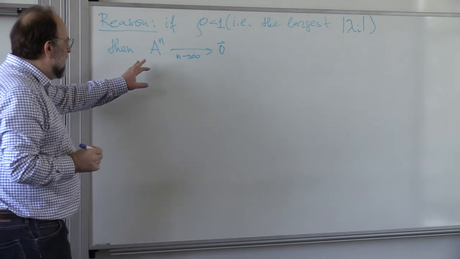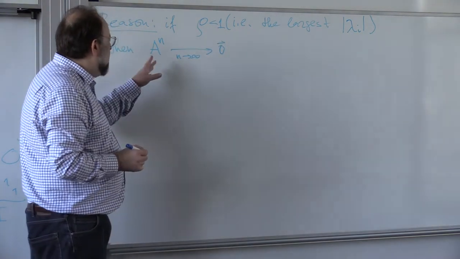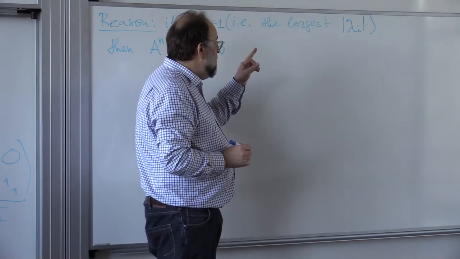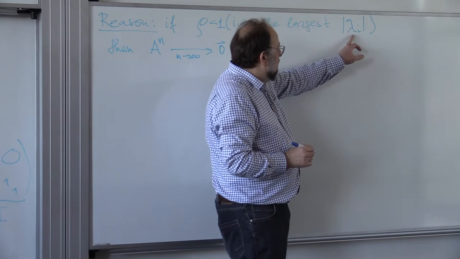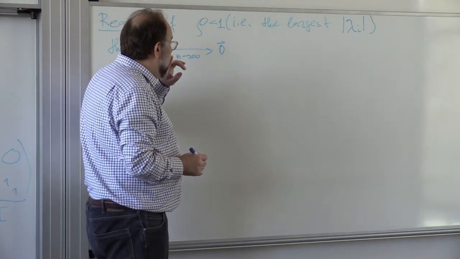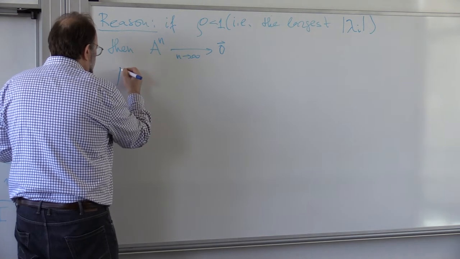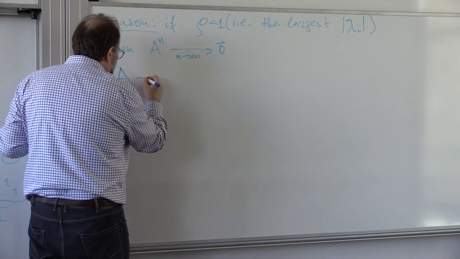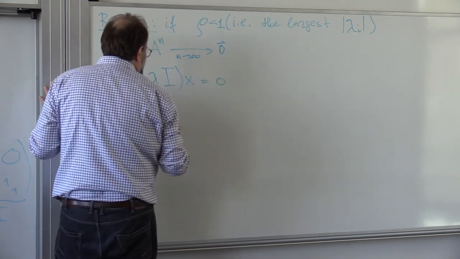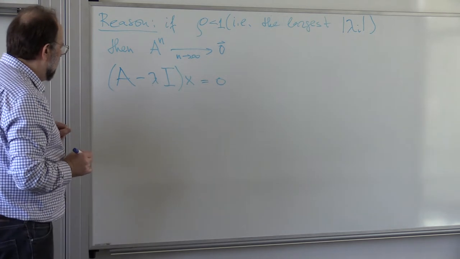Now, this is easy to see. This is true for all matrices that have spectral radius smaller than 1. But if the matrices are a little bit more regular, namely, if it happens that each eigenvalue has multiplicity 1, right? And this means, so how do we find eigenvalues of a matrix? We consider A minus lambda times I, times X equals 0, right, because that's precisely to say that X is an eigenvector for value lambda, right?